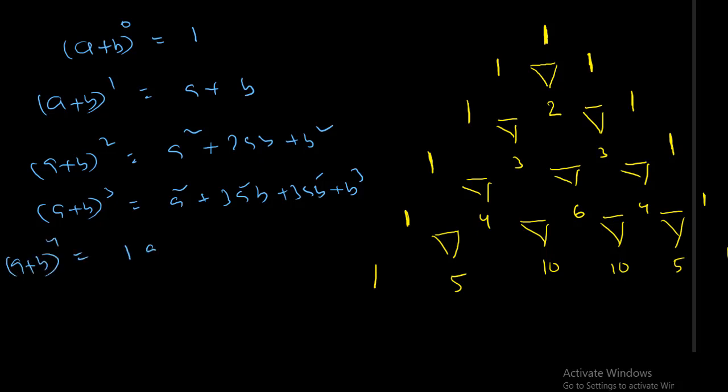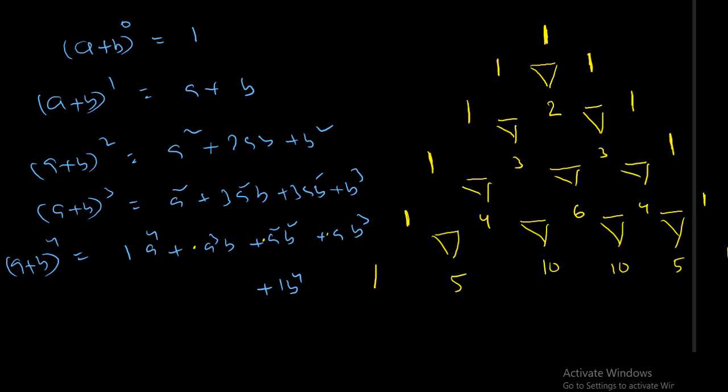What can I say? 1 a⁴ plus something a³b plus something a²b² plus something ab³ plus, what I want to write down, and the space won't be sufficient for me, I will write here, 1 into b⁴. What are the somethings? With the help of this triangle, you can find those somethings. Those somethings are actually called binomial coefficients.